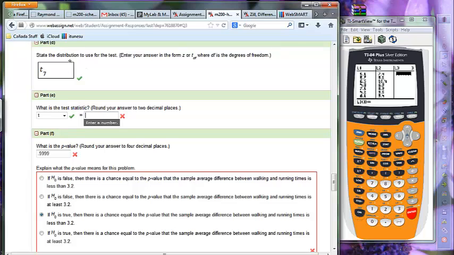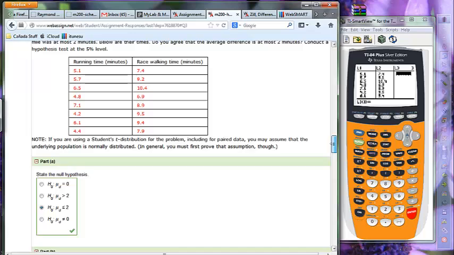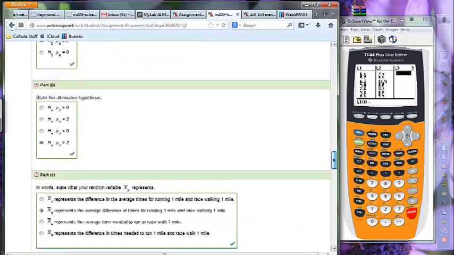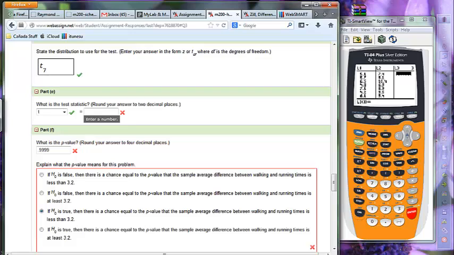So first of all, our distribution is a t distribution because we're using the t. By the way, there's no information about the population standard deviation given here anywhere, so we're going to use a t-test. And so there's 8 of them, so our distribution would be t sub the degrees of freedom, which is 8 minus 1, that's 7. Okay, it's asking us what is our test statistic.